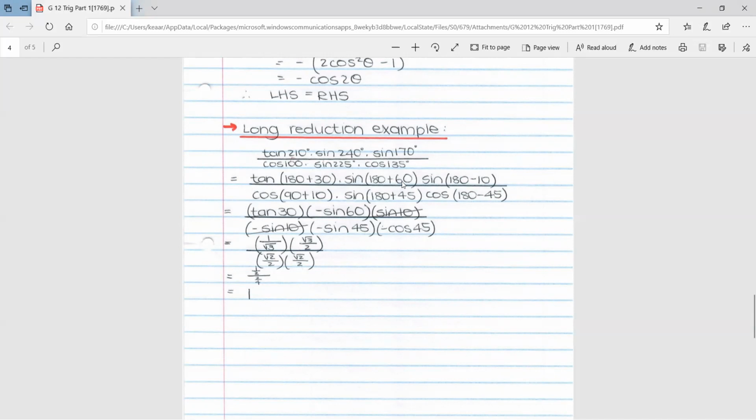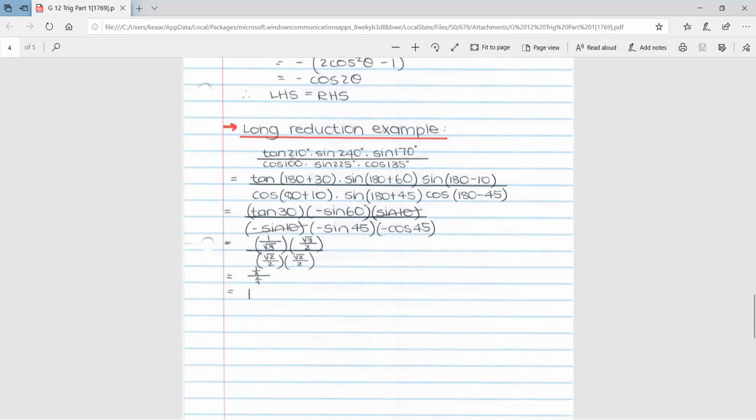Now we have sine of 180 plus an angle. 180 plus an angle is in the third quadrant. Sine is negative in the third quadrant, so it's going to be negative sine 60. Here we have sine 180 minus an angle. 180 minus is in the second quadrant. Sine is positive in the second quadrant, so we're going to have positive sine of 10. Ignore the scratch out for now, that was me simplifying.